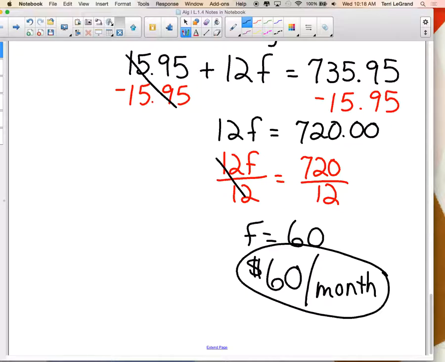Okay, does that seem reasonable? $60, 12 different times. Well, 10 times is $600, right? And then add a couple more months and the $15.95. Our answer seems reasonable, doesn't it?